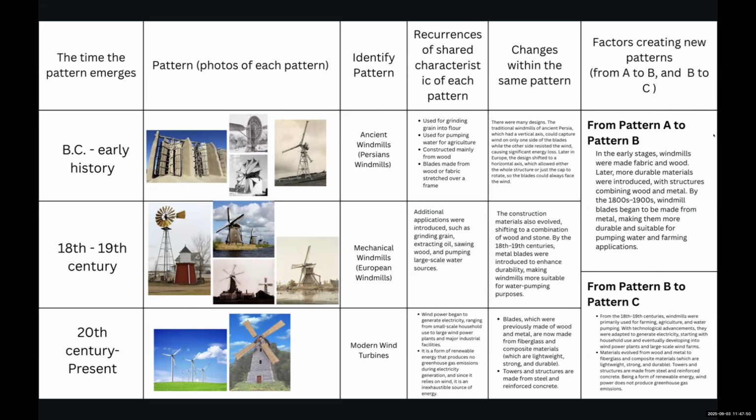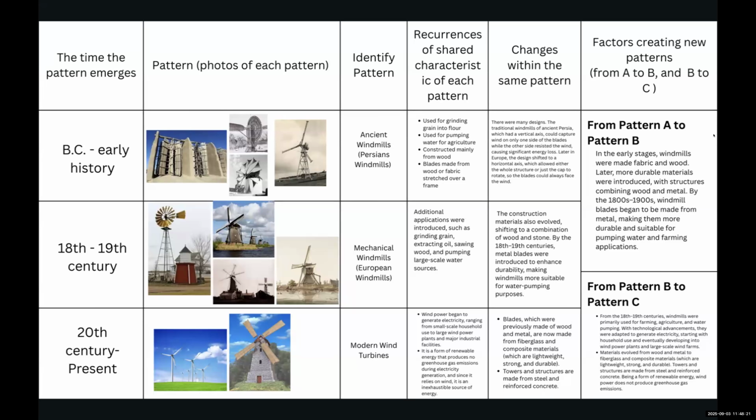The construction material also evolved, shifting to a combination of wood and stone by the 18th to 19th century. Metal blades were introduced to enhance durability, making windmills more suitable for water pumping.